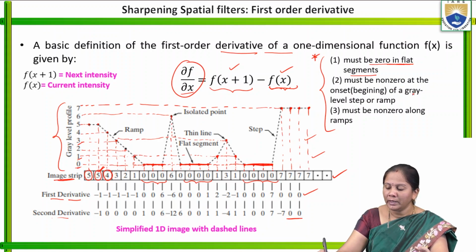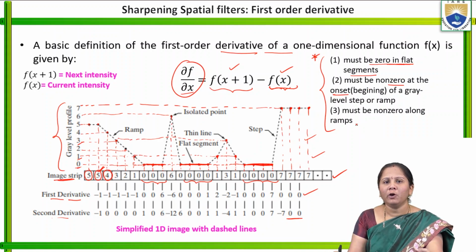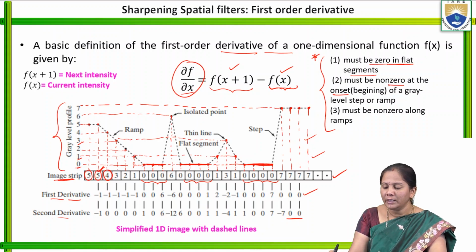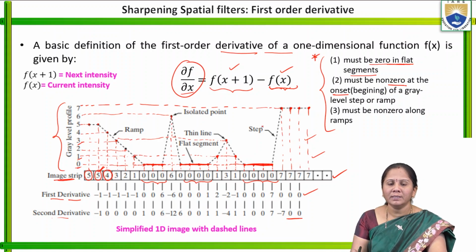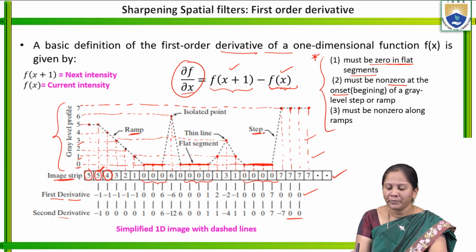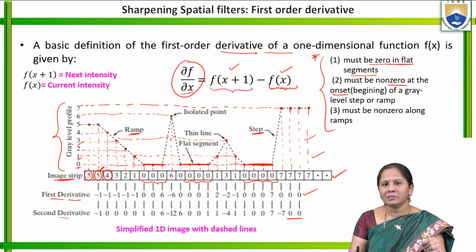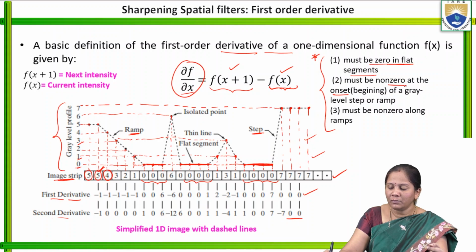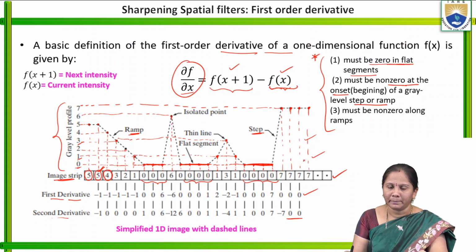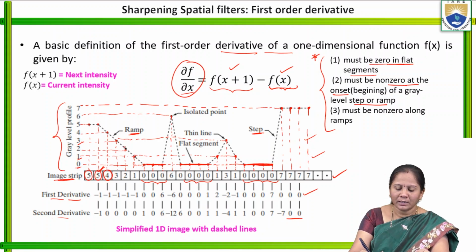These are the points we have observed. And what is the second point? It must be non-zero at the onset. What is meant by onset here is the beginning point. So at the onset, it must be non-zero. That means if we consider here, there are two signals. We can see the ramp is there and the step is there. At the onset of these graphs, we can observe there will be a non-zero value, because here it is for step or ramp. So this is the ramp signal.